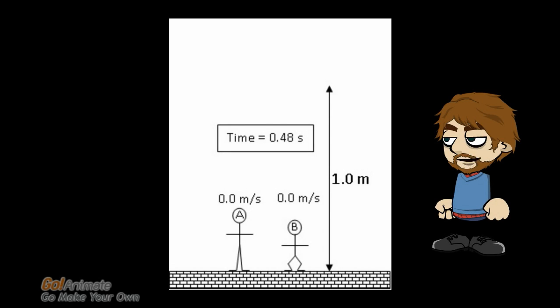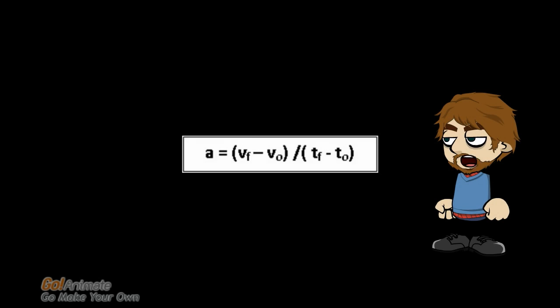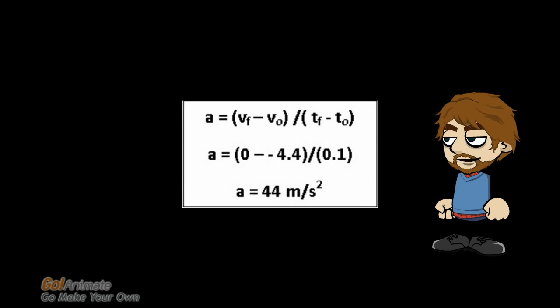Now that both people have come to rest, let's see if we can determine the amount of acceleration for each person while the ground is stopping their downward motion. Applying the definition of acceleration for person A, we find that he will have a change in velocity of 4.4 meters per second during a time of 0.1 seconds. This gives person A an acceleration of 44 meters per second squared while in contact with the ground. If person A has a mass of 50 kilograms, the net force experienced will be 2,200 newtons.